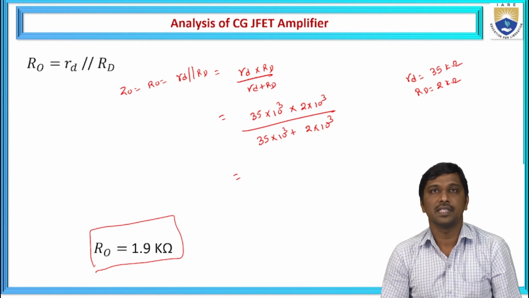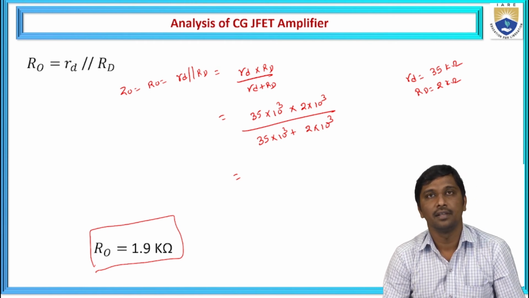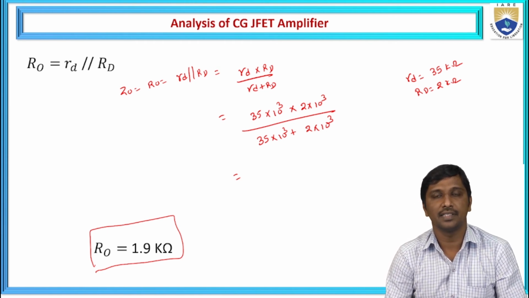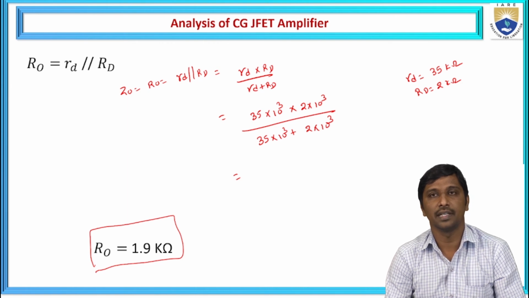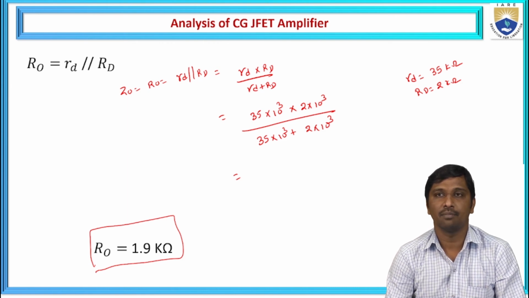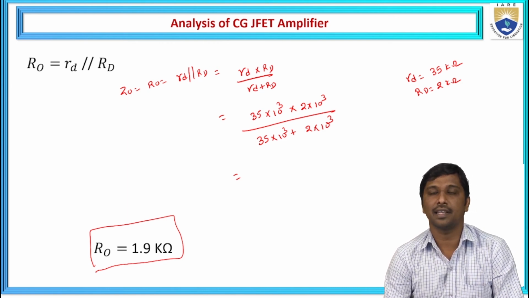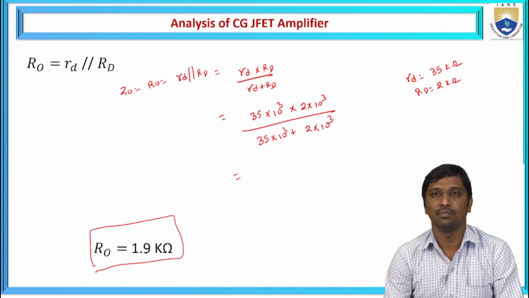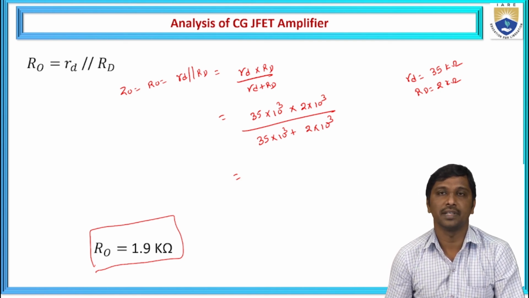So based on the given specifications, we identified the voltage gain, input impedance, as well as the output impedance. In this session today we observed what a common gate amplifier is and what the small signal model of the common gate amplifier is. By using the small signal model of the common gate amplifier, we derived the parameters like voltage gain, input impedance, and output impedance.